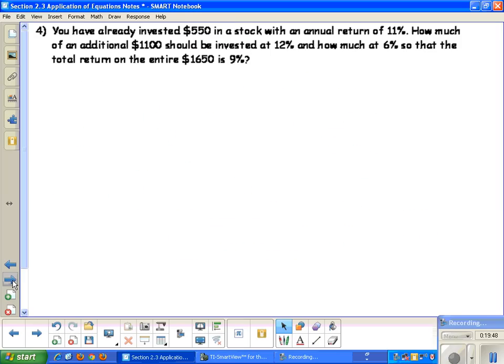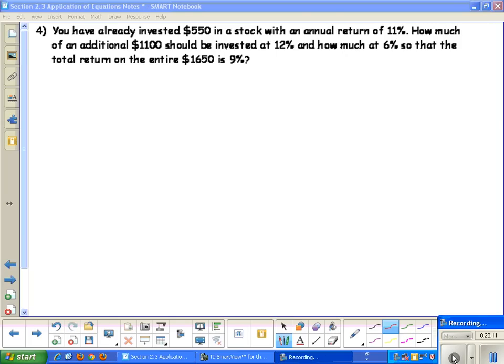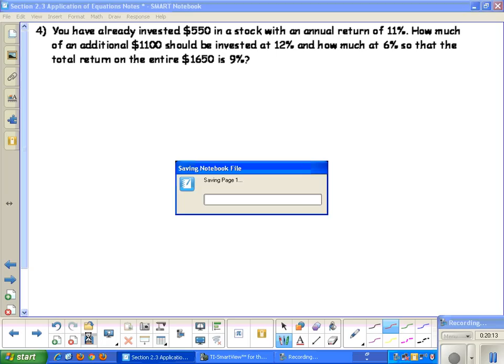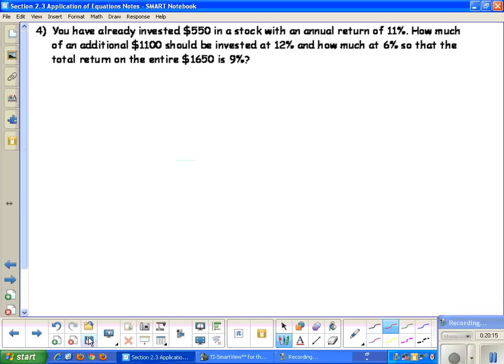For this problem, it says you have already invested $550 in a stock with an annual return of 11%. How much of an additional $1,100 should be invested at 12% and how much at 6% so that the total return on the entire 1650 is 9%? Now, of course, there are a couple different ways you can do this. The first thing you should always do is start off by defining what your variable is going to be.